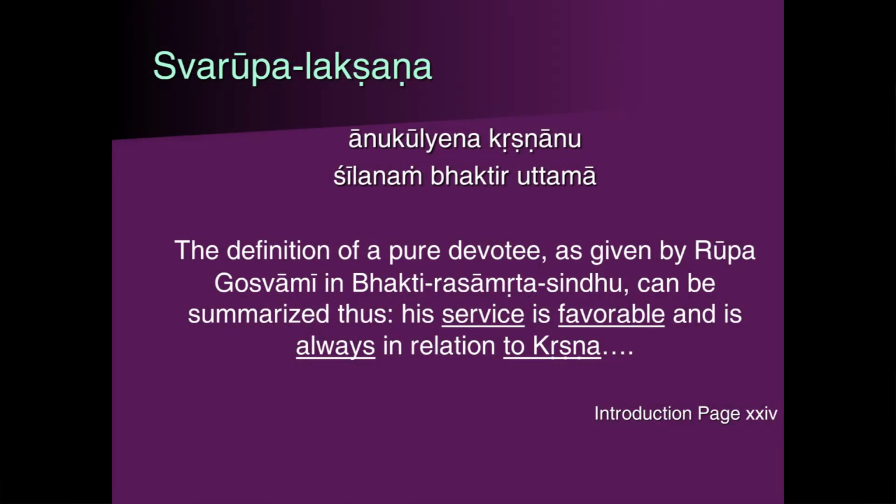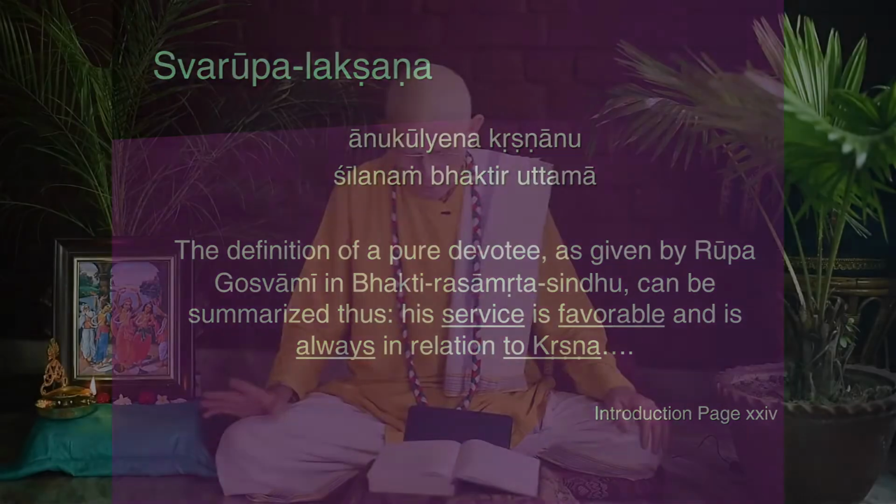So, anukulena Krishna anushilanam bhaktir uttama. Prabhupada translates that second half of the verse, which gives the essential characteristic features of pure devotional service, on page 24 of his introduction. That's about three-quarters of the way to the top of the page. Prabhupada says, "The definition of a pure devotee, as given by Srila Rupa Goswami in his Bhakti Rasamrita Sindhu, can be summarized thus: His service is favorable and is always in relation to Krishna." So in relation to Krishna means to Krishna and his personal expansions and pure devotees. And always means that it's cultivation, one's activities, one's constantly performing. And favorable means it actually is pleasing Krishna and it has the intention to please Krishna. And these are the essential components of pure devotional service.